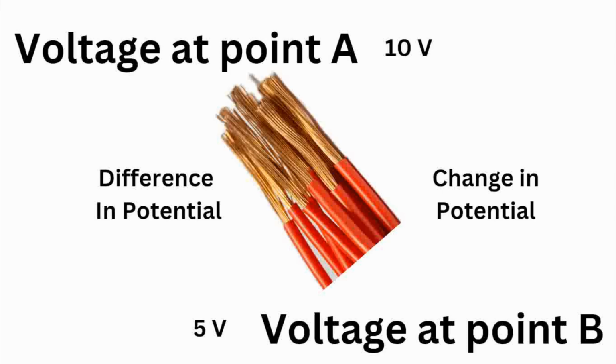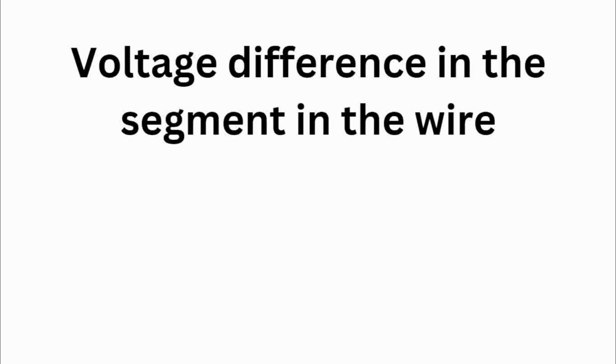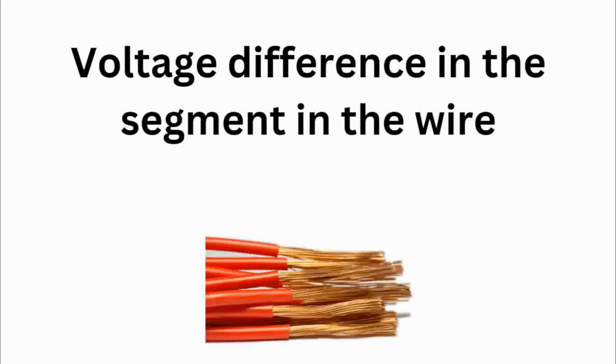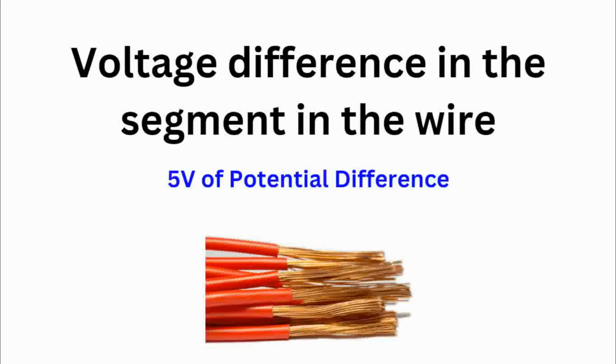And because these points are on a wire, obviously, in between these 2 points, there's wire, right? There's at least a tiny bit of segment of wire in between those 2 points. And because there's a difference in potential in between the points, there's also a difference in potential in the wire. There's a voltage difference in the segment in the wire. So at the wire, as we just saw in the example a while ago, the voltage difference of that example was 5 volts. So I bring this up because we are going to introduce a topic known as potential difference.